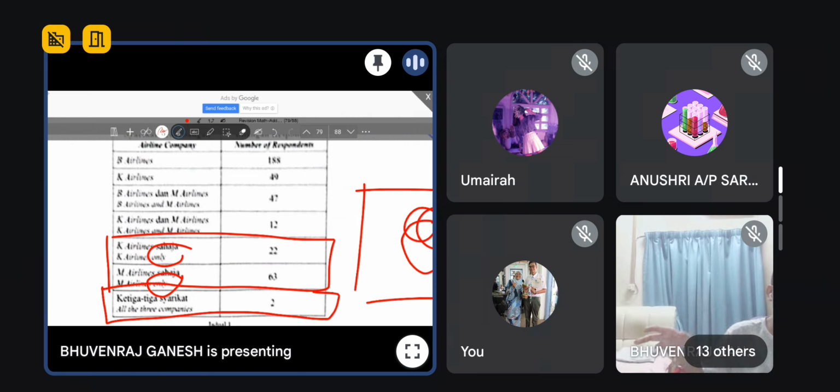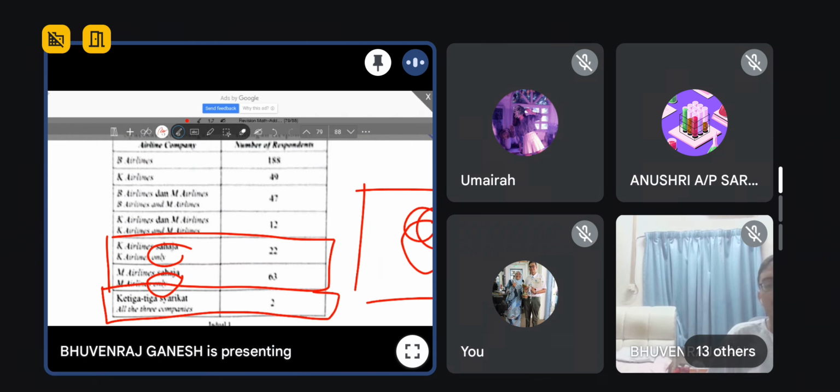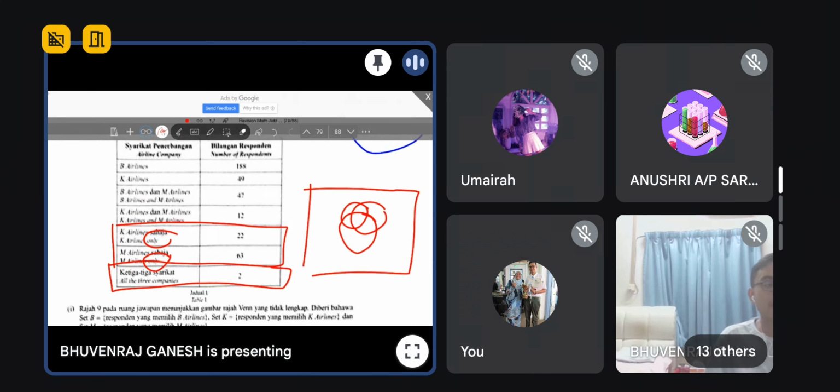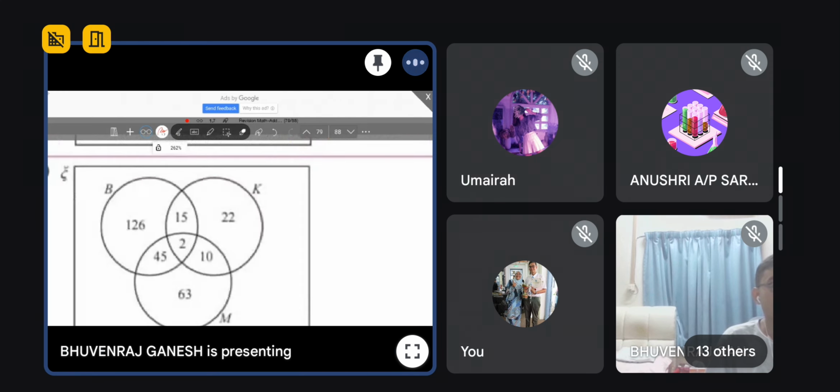Because your aim is to go from the most specific to the most general in the Venn diagram. You go from the small value to the largest value. That is our process, not from big to small. We go from small to big. Okay? So for example, they tell you K airline is 22. So you see over here, can you see that K? They give us 22. This is K only. This region, K only. Alright?